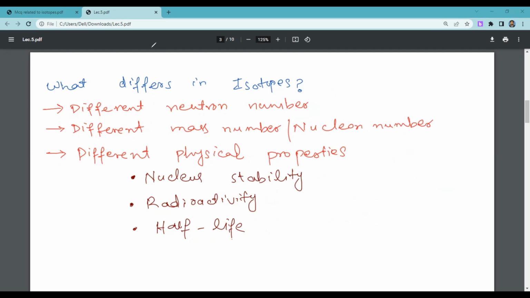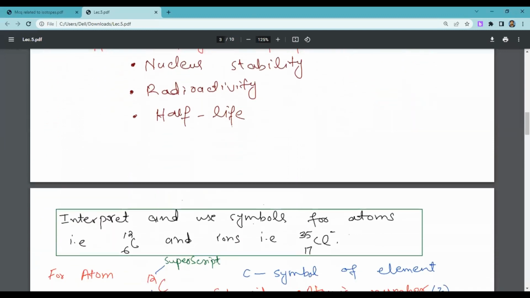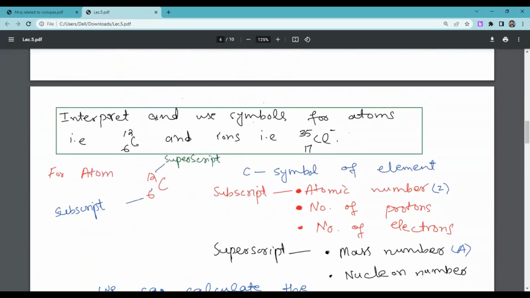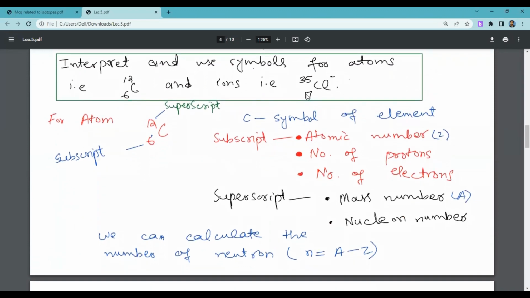Now in the course content, another thing comes up: interpret and use symbols for atoms, i.e. carbon-12 with atomic number 6, or ions like chlorine. He is asking what type of information this symbol shows. What are these symbols showing? If we see carbon 12 with 6, this is a way of representing an element.